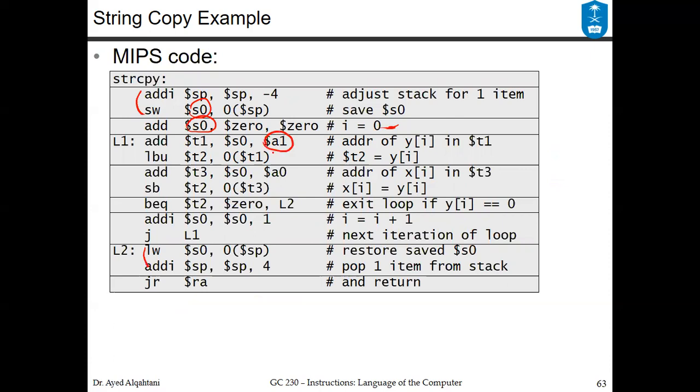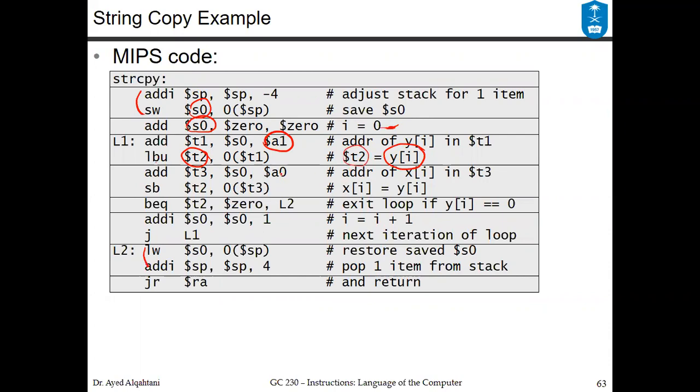We have A1, which is the base register for Y, added to S0, which is the index. At the beginning, it's 0. And we put it in a temporary value. And then we load byte unsigned. So we load this character into T2. And now we're done with the Y in the temporary register T2.